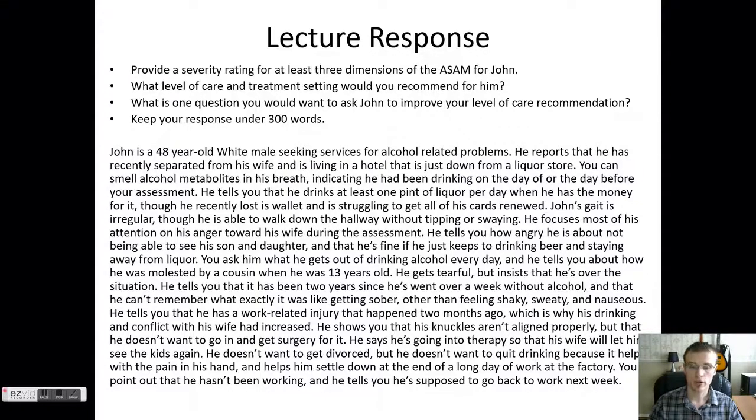Pull out whatever you can from this little vignette here, and just do your best to give a little bit of detail. As usual, I'm not scrutinizing these lecture responses super deeply, so just do the best work you can.